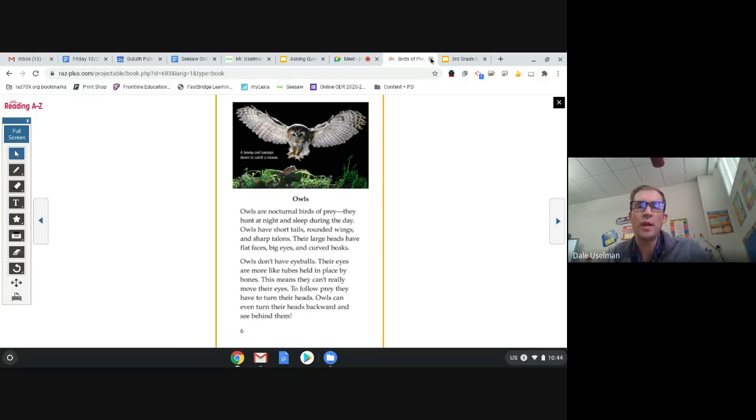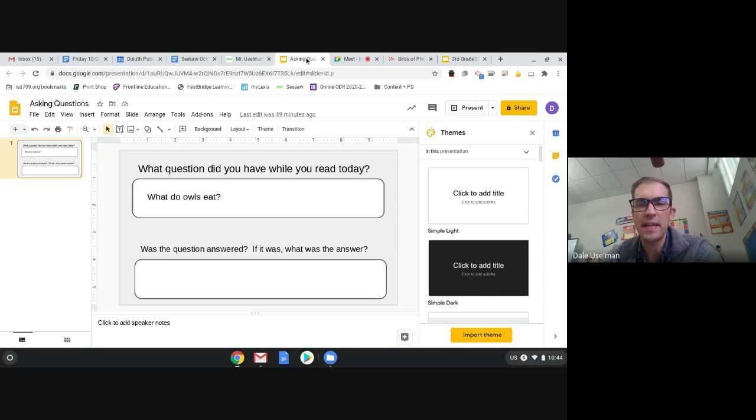Okay, so while I was reading this and then I came to this page, I started thinking about owls, and I had the question, what do owls eat? So sometimes while we're reading, and it's very important for good readers to be doing this, a question will pop into our head about what it is that we're reading. So I put my question right here. It says above it, what question did you have while you read today? And the question I had as I was reading is, what do owls eat?